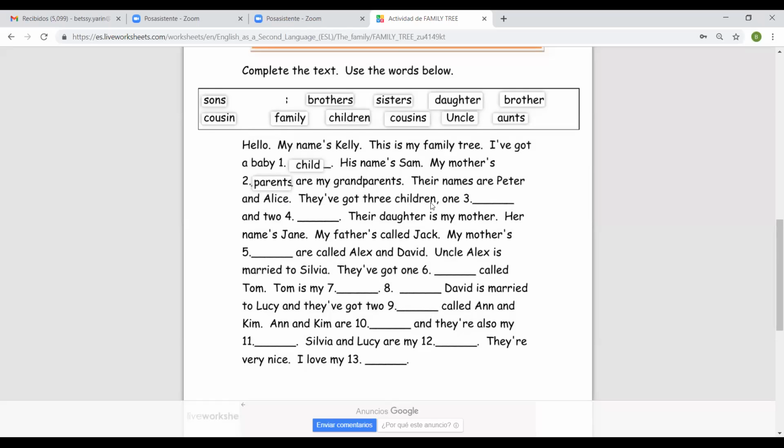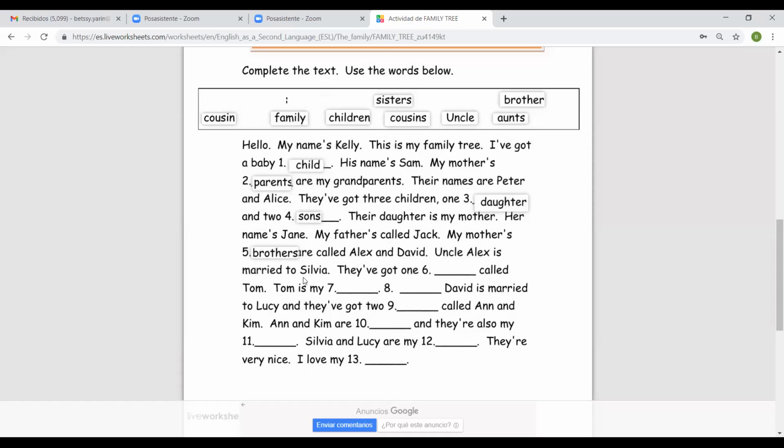They've got 3 children. One daughter and 2 sons. Their daughter is my mother. Her name's Jan. My father's called Jack. My mother's brothers are called Alex and David.